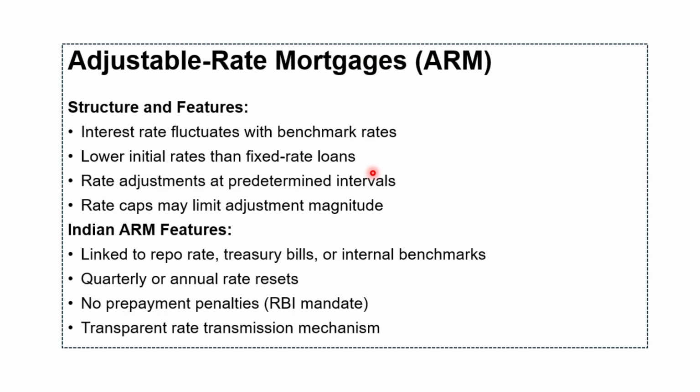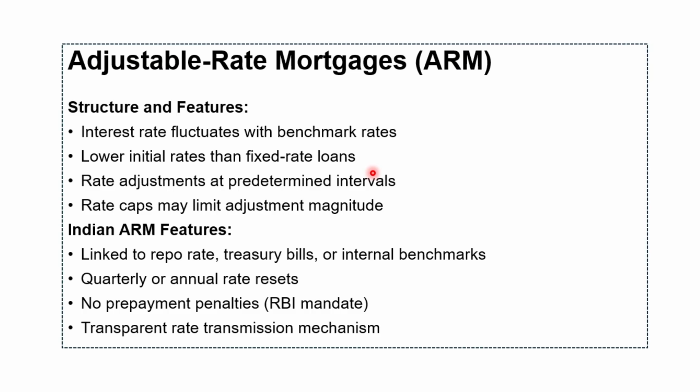So this system ensures that rate cuts translate directly to borrower benefits, unlike the previous base rate system where transmission was often incomplete. The structure involves a transparent spread over the benchmark rate, reflecting the borrower's credit profile, LTV ratio and loan characteristics. And then rate caps, while not universal, may limit adjustment magnitude either per period or over the loan's lifetime. RBI's prohibition of prepayment penalties on floating rate home loans provides valuable flexibility for borrowers to refinance or prepay without additional cost.